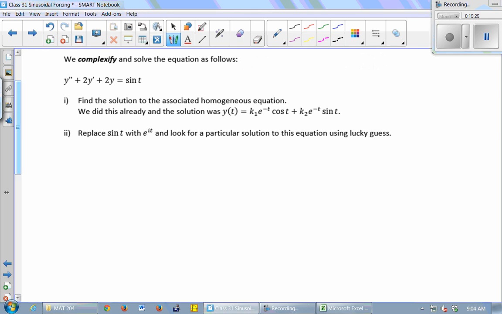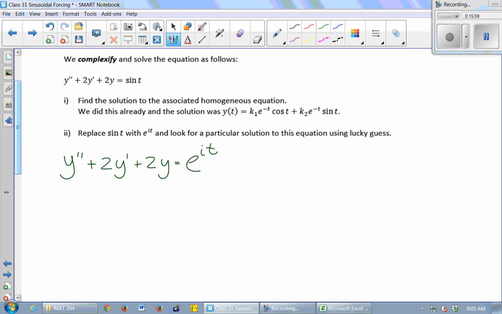So it's basically the same process as before, right? The three-step process. First, solve the associated homogeneous equation. We already did that, right? We got this, so that's done for us. And then instead of solving with sinusoidal forcing, solve it with exponential forcing. So replace sine of t with e to the i t. So we're going to do y double prime plus 2y prime plus 2y equals e to the i t.